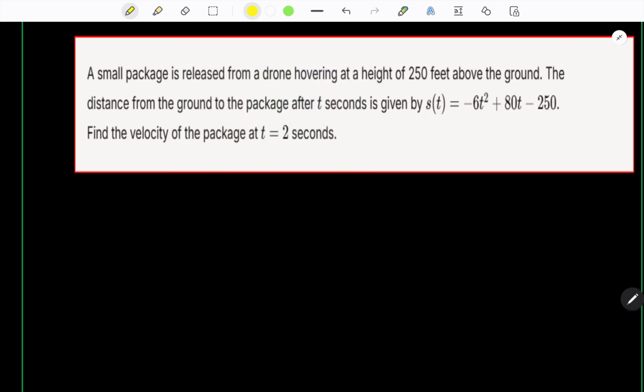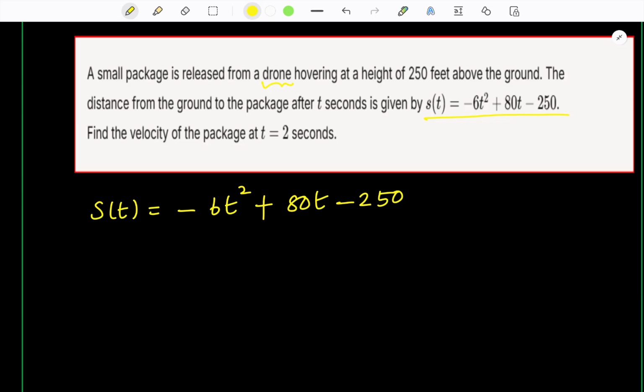What is the question? The question is, a small package is released from a drone. I told you this one, same as the sandbag dropped from the top. Here, a small package, something like some goods, is just released from the drone. Drone means what? Which is going on the top, right? The drone is hovering at a height of 250 feet above the ground. The distance from the ground to the package is given by this equation: S of t is equal to minus 6t square plus 80t minus 250. Okay, right, now this is given.